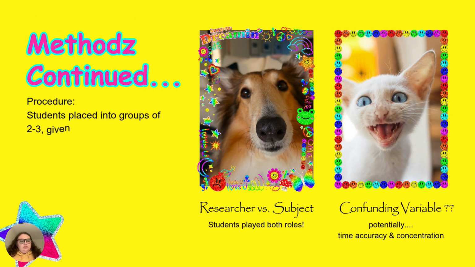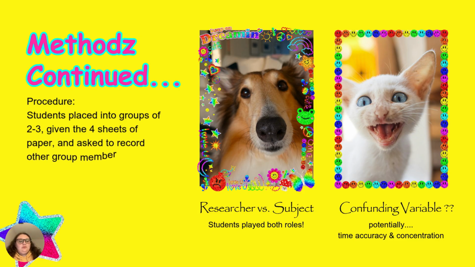Procedure. Students were placed into groups of 2 to 3, given the 4 sheets of paper, and asked to record other group members' times for the tasks. So this means that, saying a student is in a group of 2, they would pick who would be the researcher versus the subject, and then they would switch. So that's fun because they get to play both roles.